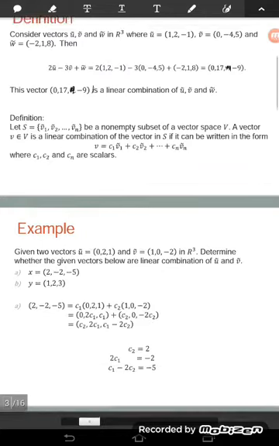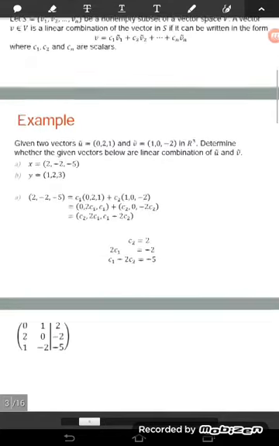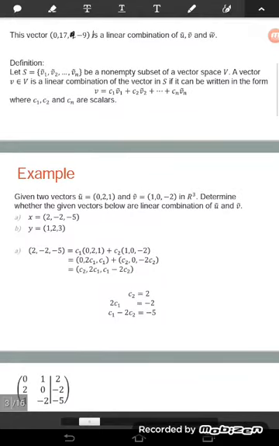Okay, so example here. Okay, so tapi vektor V tu boleh in terms of macam ni, koordinat. Okay, so koordinat, sometimes matrices. Okay, so sometimes function or polynomial. Okay. So kita tengok example yang ni. So given two vectors u equal to 0, 2, 1 and v equal to 1, 0, negative 2 in R3. So determine whether the given vectors below are linear combination of u and v.